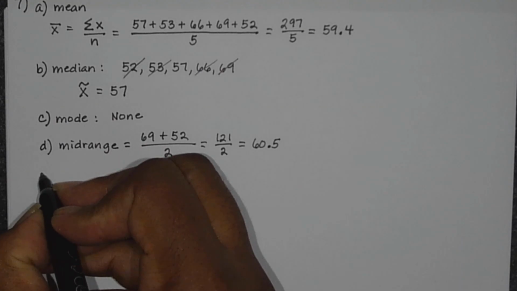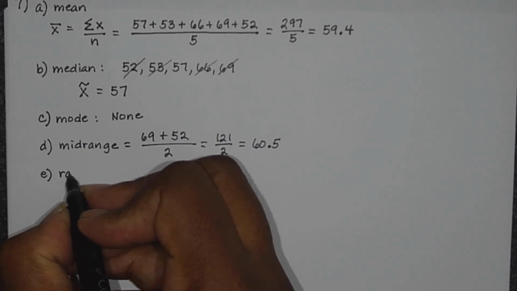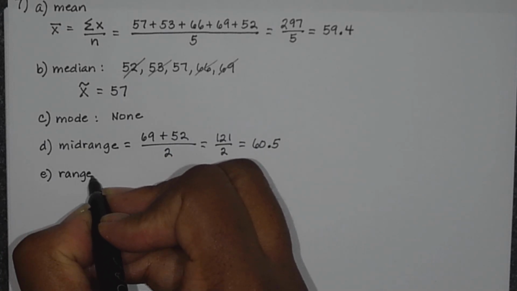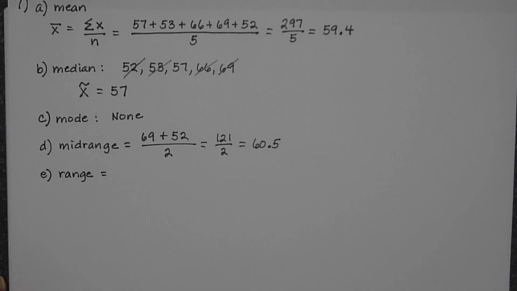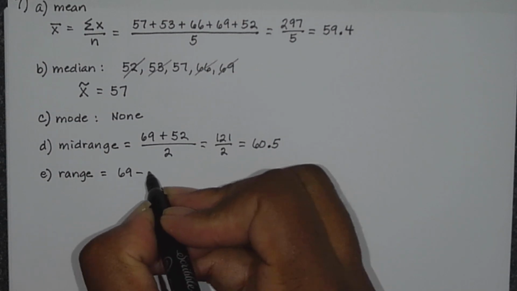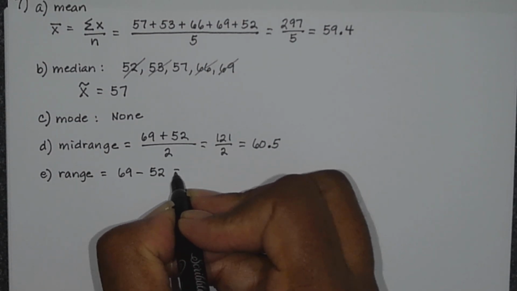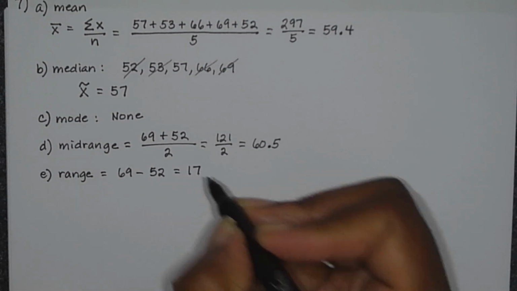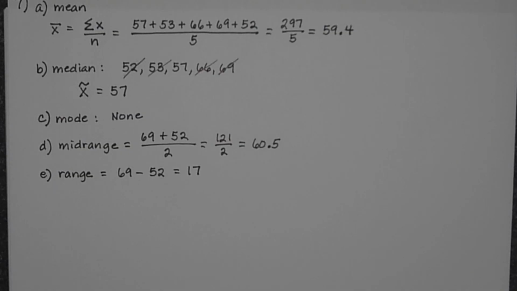Okay. Part E is finding the range of this data set. That's, of course, taking the largest number minus the smallest number. Well, the largest is 69 and the smallest is 52. It'll be 17. So the range of that data set would be 17.